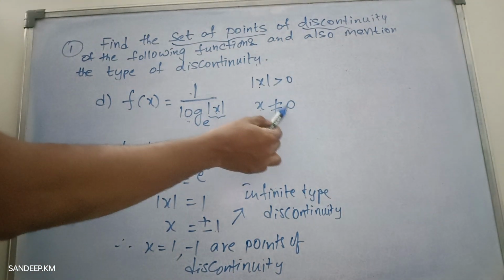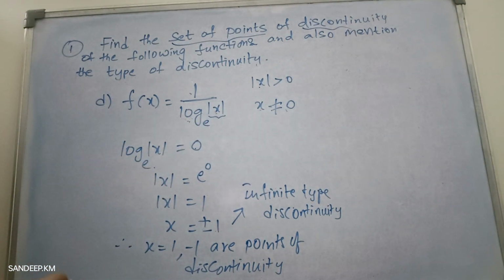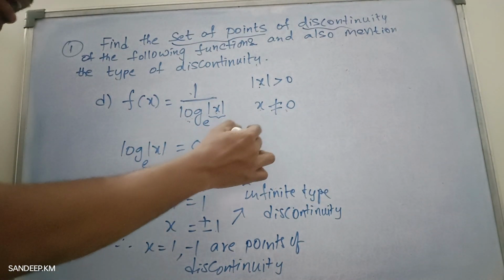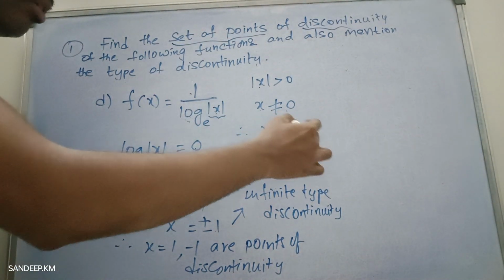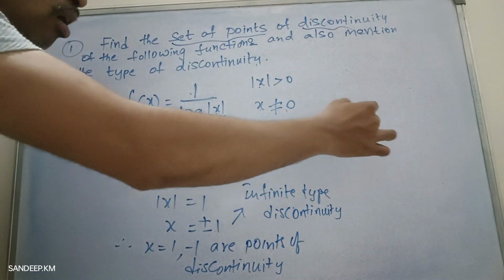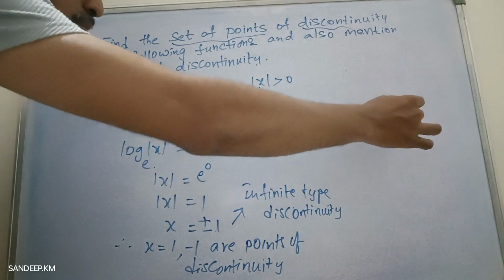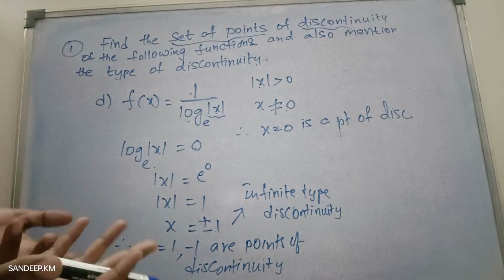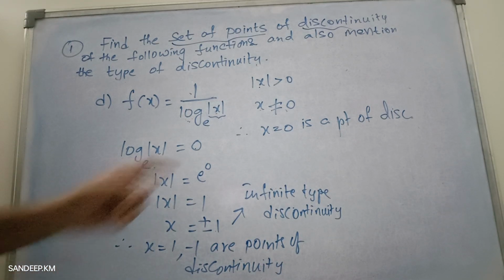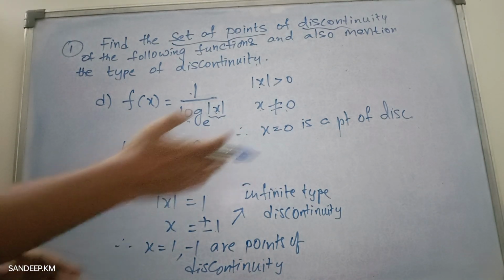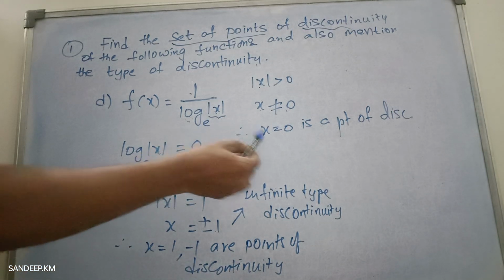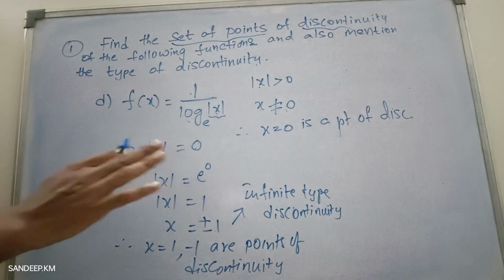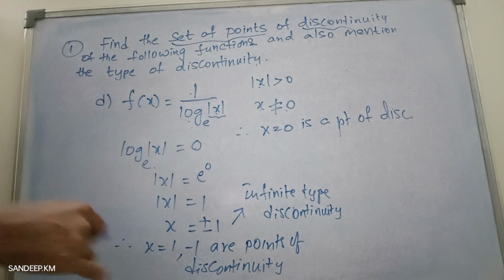So what is the third point of discontinuity? The third point of discontinuity is x equal to 0. Therefore, x equal to 0 is a point of discontinuity of this function. Now the question is, what type of discontinuity? Here you cannot say it is an infinite type discontinuity, because when x is 0, the denominator is not becoming 0. The denominator is not defined.